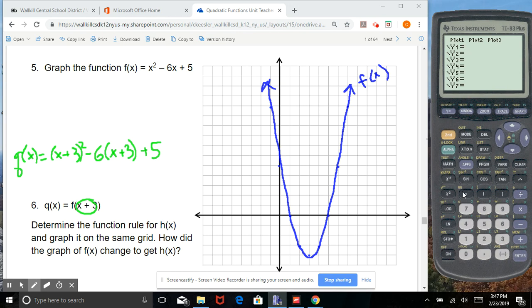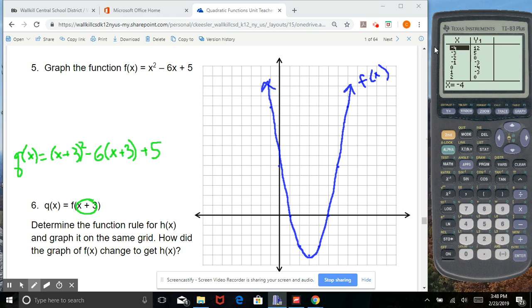So we have y equals, parentheses, x plus 3 all squared minus 6 times x plus 3 plus 5, and pull up our table. Looks like I have to go up, and I definitely do. And I can see, again, those same points, but different x values attached to the y values.